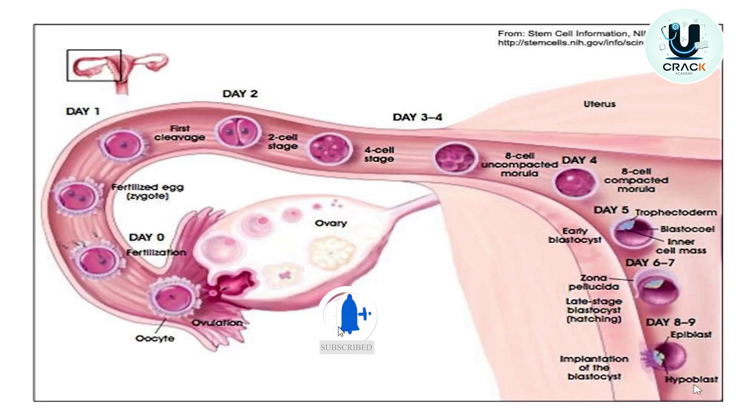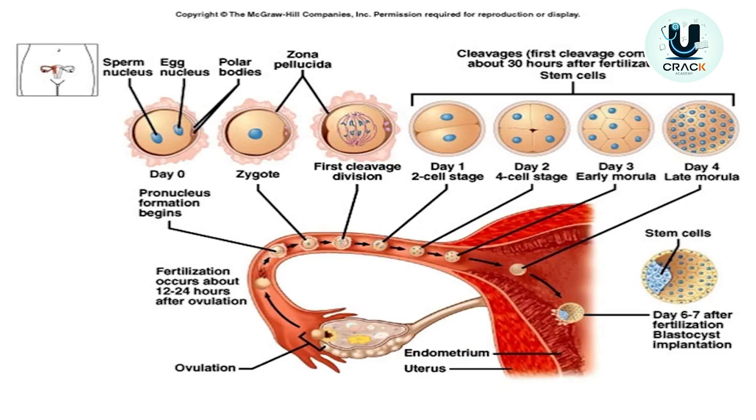Then you can see the hypoblast here. So you can see day 0. The second, you can see the zygote, how it forms with the help of the zona pellucida. Here they have shown how the polar bodies are placed. Then you can see the sperm nucleus and the egg nucleus, how they are formed. After that, you can see a spindle here.